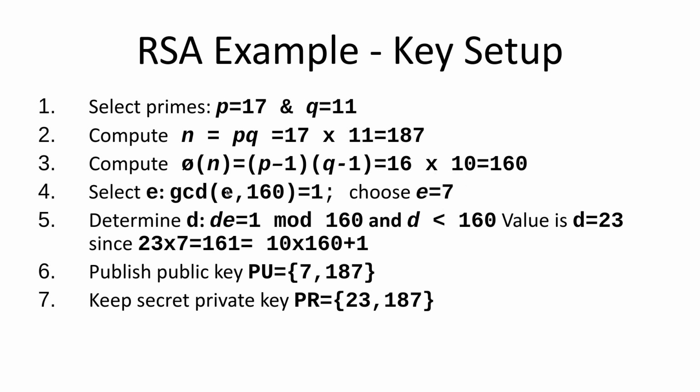Check whether the GCD will be equal to 1. How do you check whether the GCD will be equal to 1? Find the GCD of 7 comma 160, and you should get 1 as the result.